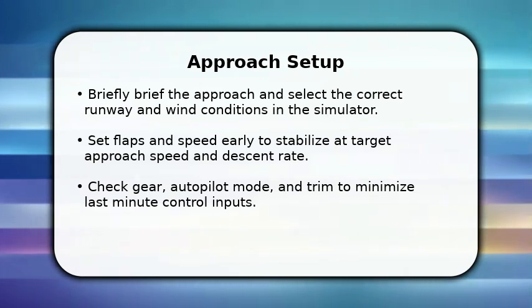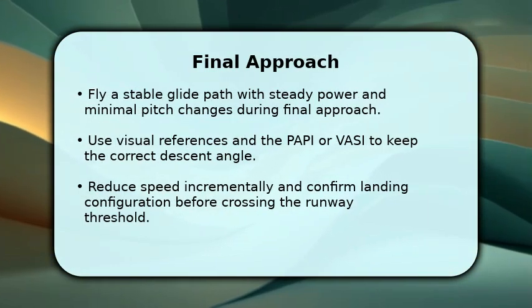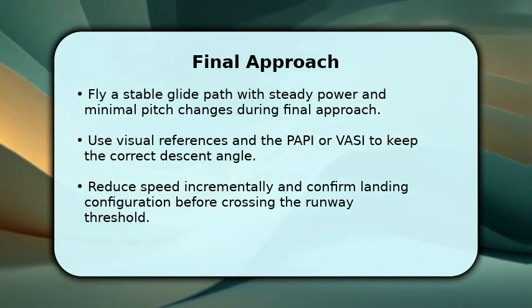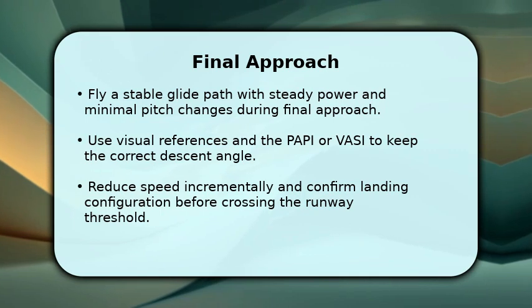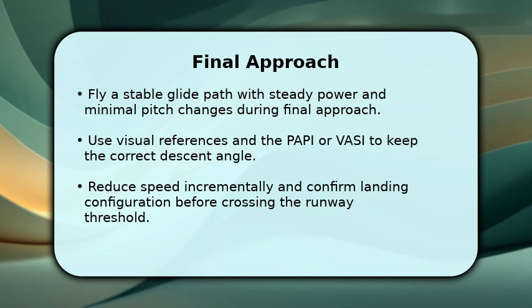Anticipate drift with rudder or small bank corrections, and brief your landing sequence mentally to reduce surprises on final approach. Maintain stability on final approach by holding a steady attitude and power setting, avoiding abrupt control movements. Use glide slope indicators like PAPI or VASI and visual cues to keep a constant descent angle.